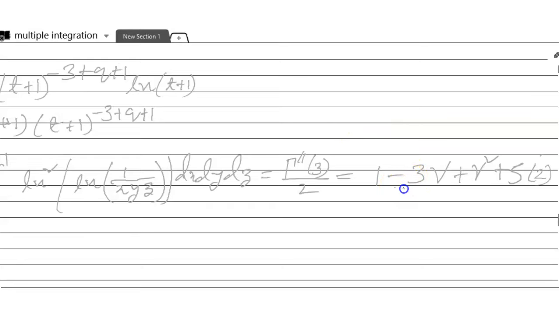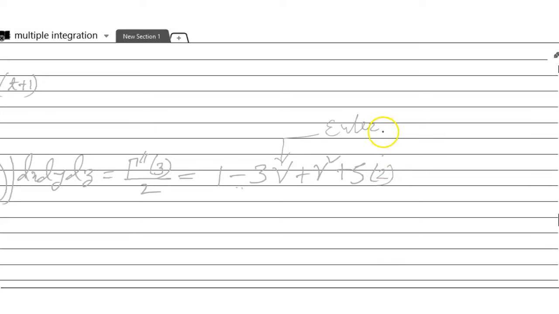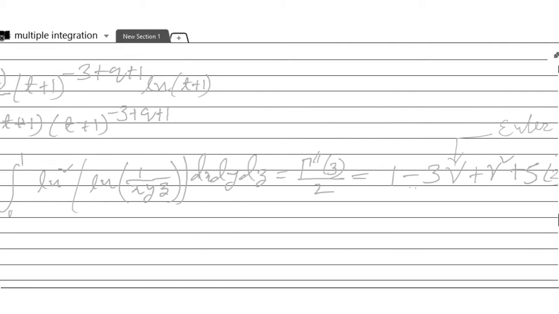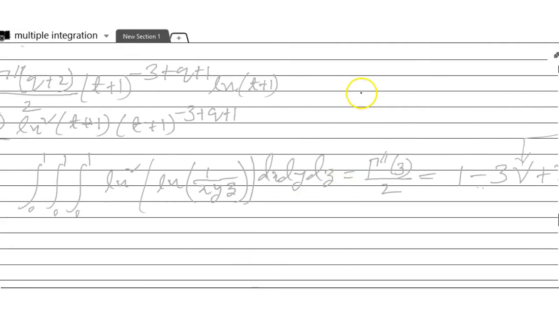Friends, this gamma is called the Euler-Mascheroni constant. This gamma is called the Euler-Mascheroni constant. So friends, how this derivative of the gamma function, gamma double dash 3, works, that I will discuss.